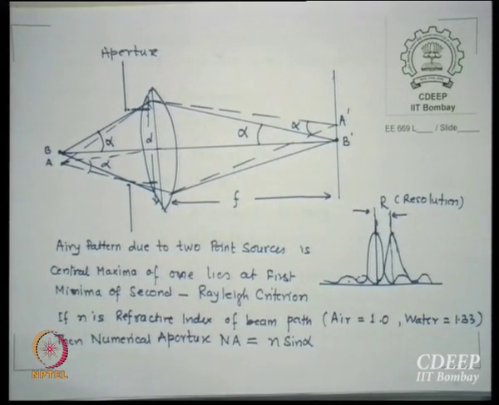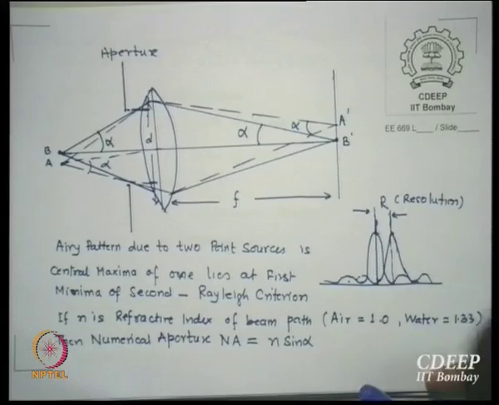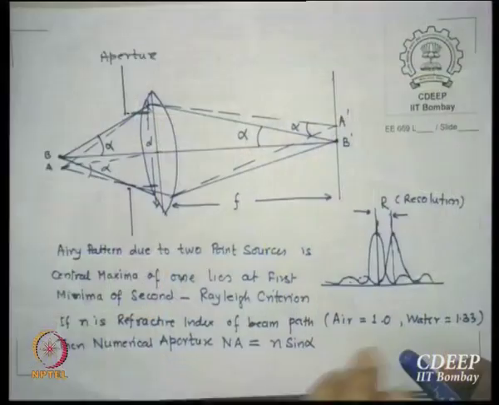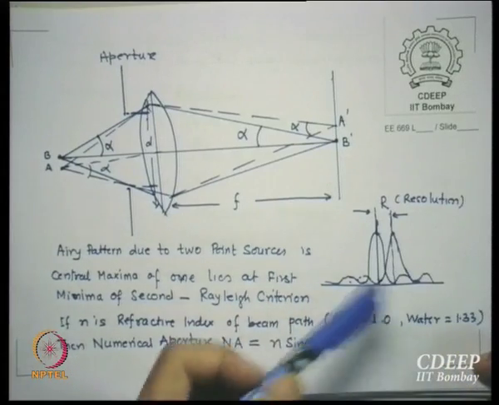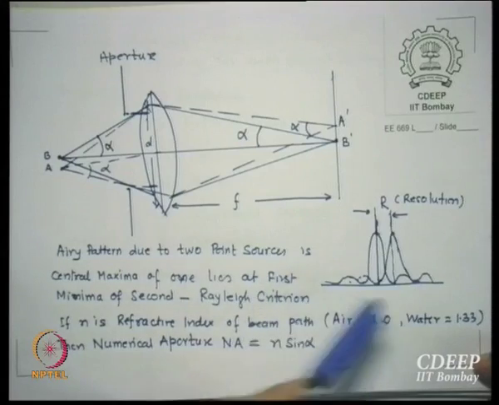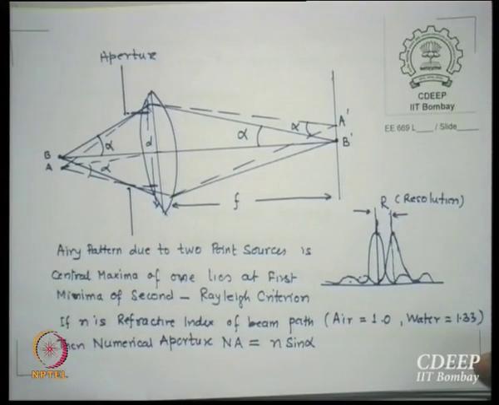So what we are now saying is, to resolve, what is our object? There are two points, that is, two areas of the mask that I want to separate. How quickly can I separate two lines? That is my resolution. So these are the two such point sources, and I want to see whether they resolve at the other end. Now, for each of them the intensity pattern will be a Bessel function. So this is one Bessel function for A, and this is another Bessel function for B.